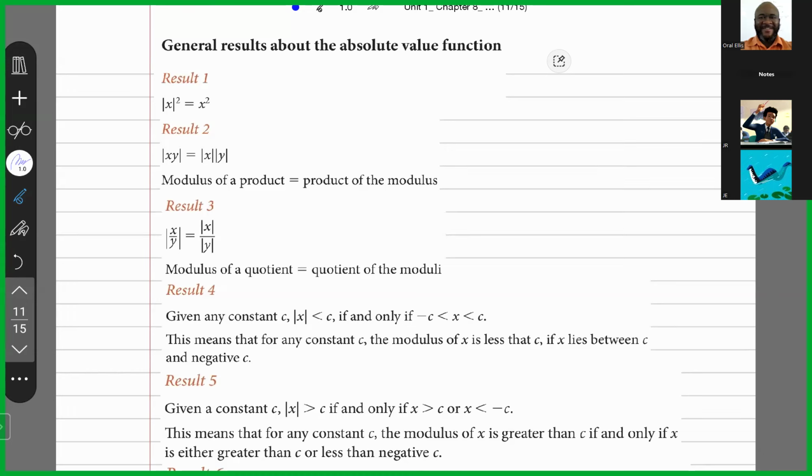Result two: the mod of xy is equal to the mod of x multiplied by the mod of y. So the modulus of a product is equal to the product of the moduli. Result three: the mod of x over y is equal to mod x divided by mod y. So the modulus of a quotient is equal to the quotient of the moduli.